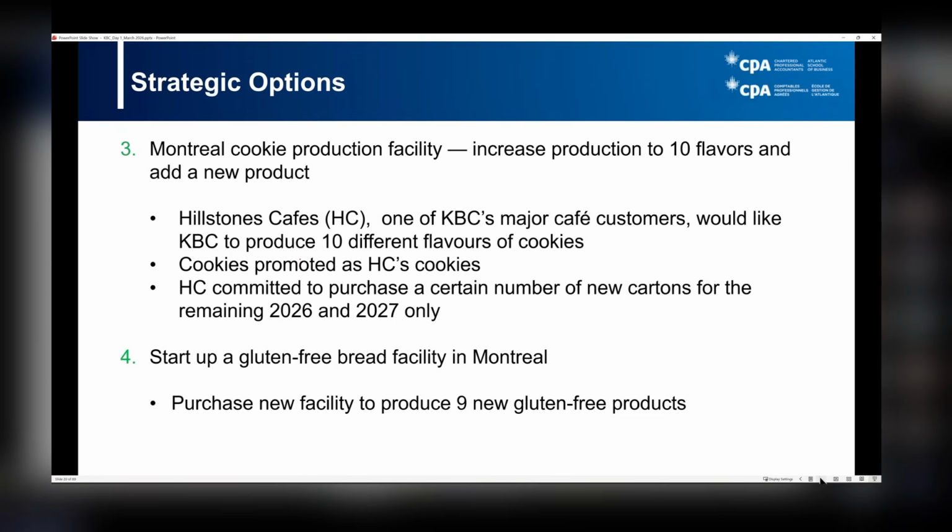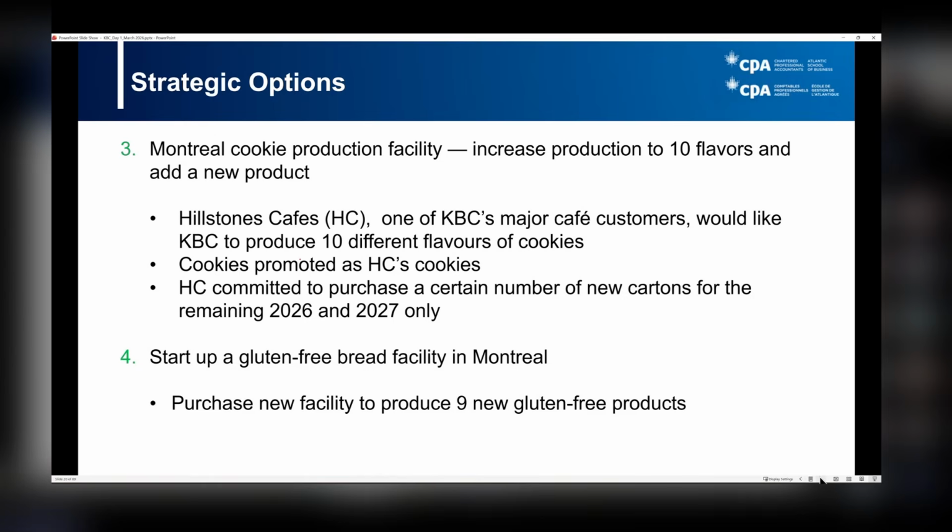Another option was the Montreal cookie production facility. And that was, they were asked by Hillstone's Cafe. So that's one of KBC's major cafe customers. They were saying that they would like them to increase their production to 10 flavors and add a new product. And those cookies would be branded as HC's cookies. And they were making a commitment to buy a certain number of cartons for the remainder of 2026 and 2027 only.